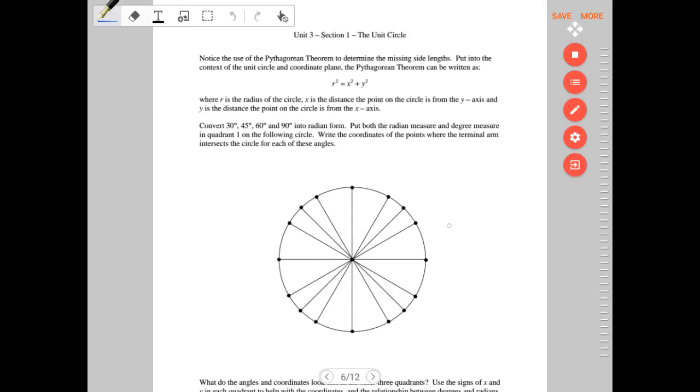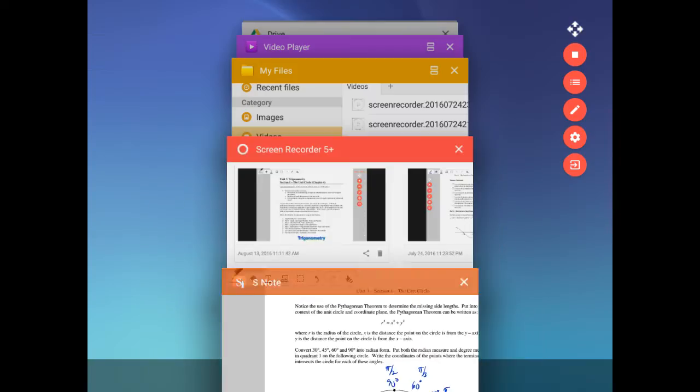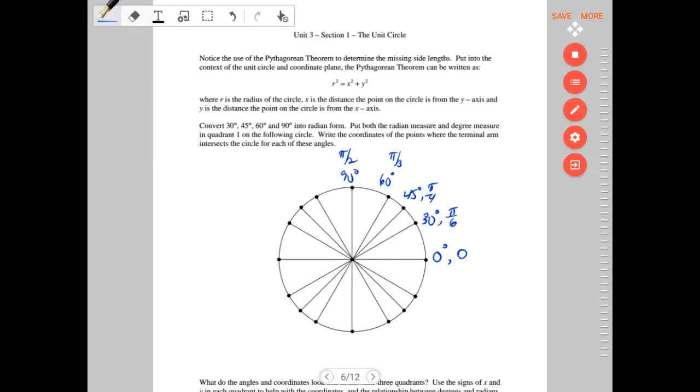Okay, so remember we start the unit circle at 0 degrees, which is also 0 radians. Okay, then this is 30 degrees, which we know is pi over 6. 45 degrees, or pi over 4. 60 degrees, and that's pi over 3. 90 degrees, and pi over 2. Okay, let's keep going around the circle with our degrees.